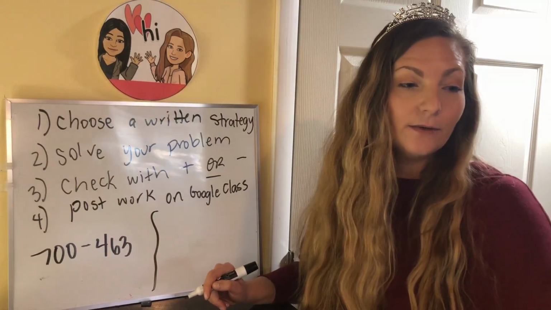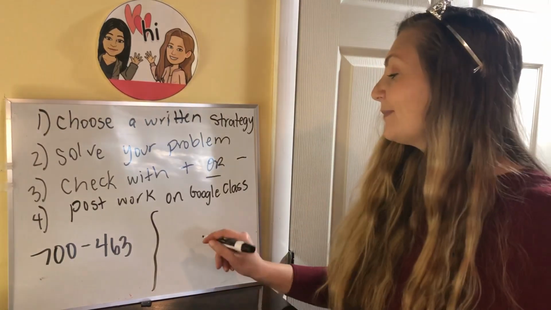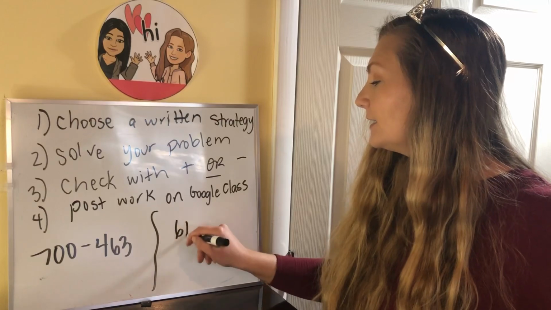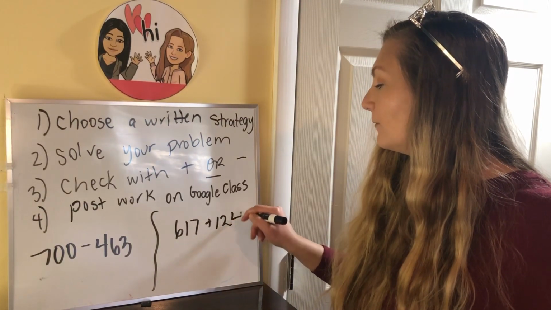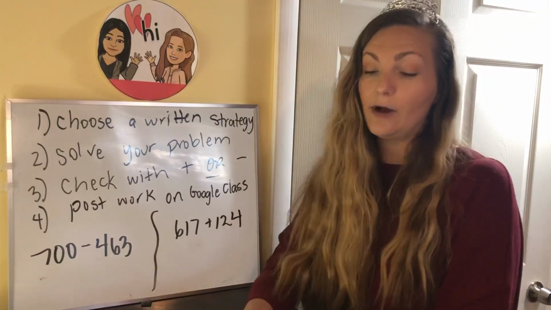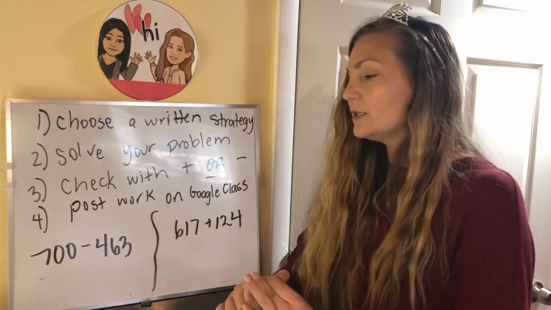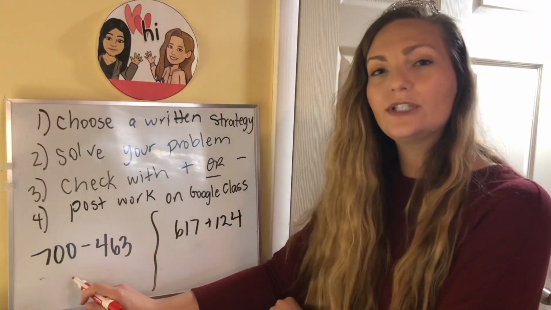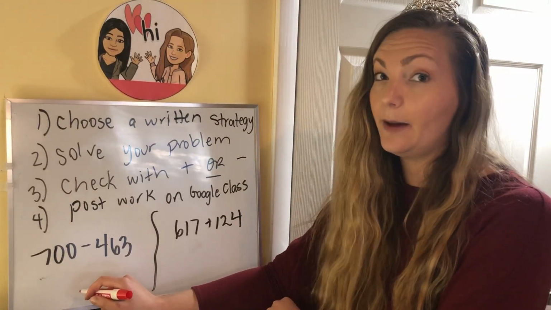And I'll give you one more problem to solve. We'll do 617 plus 124. So you have one subtraction problem to solve and one addition problem to solve. After you solve, you're checking your work. So when you check your work, what are you going to use to check this? Addition or subtraction? Remember, it needs to be the opposite.